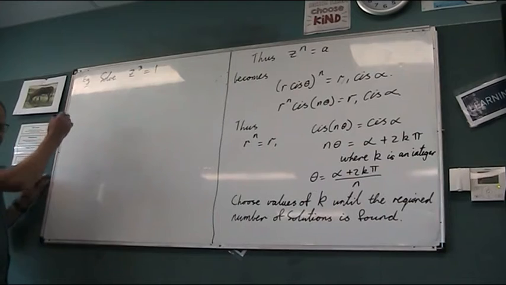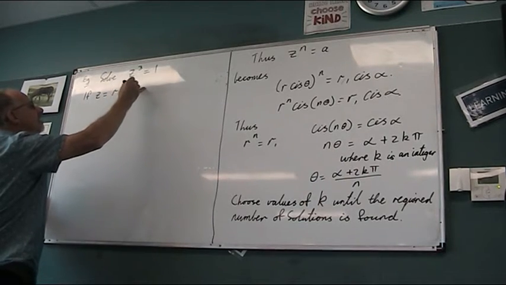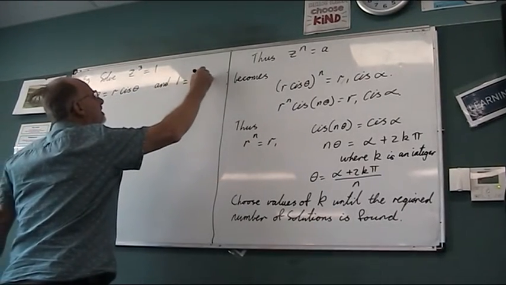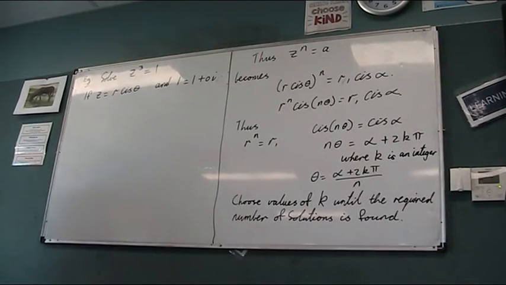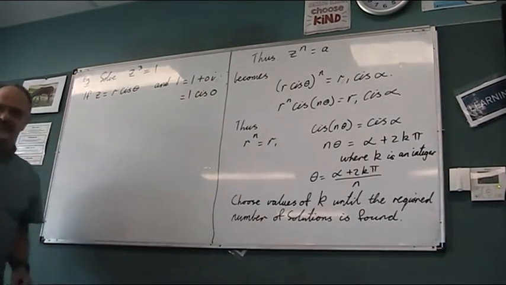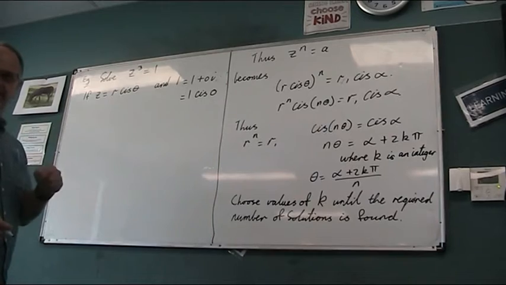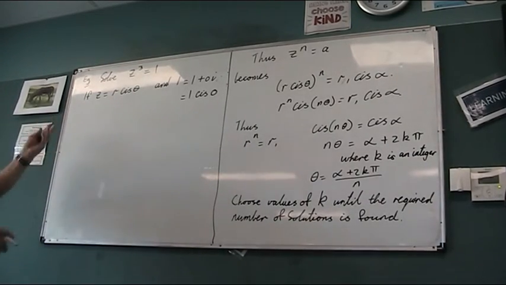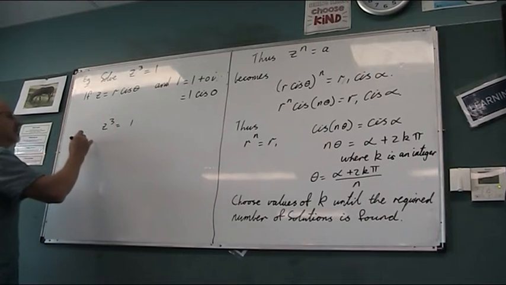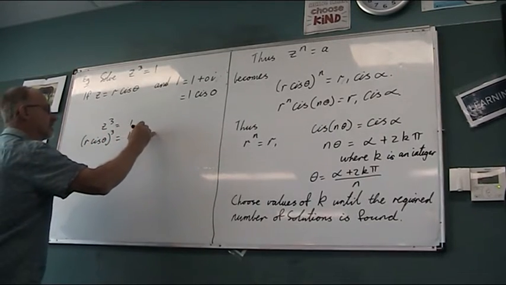Alright, so first of all, if z is equal to r cis theta, and 1 is equal to 1 plus 0i, which is 1 cis 0, because it's 1, sine of 0 is 0. Then what we do is we relate these two things together with the cubed. So if z cubed is equal to 1, then r cis theta cubed is equal to 1 cis 0.